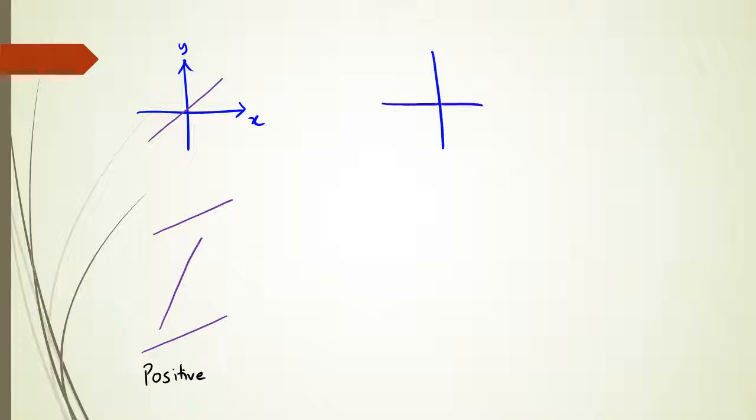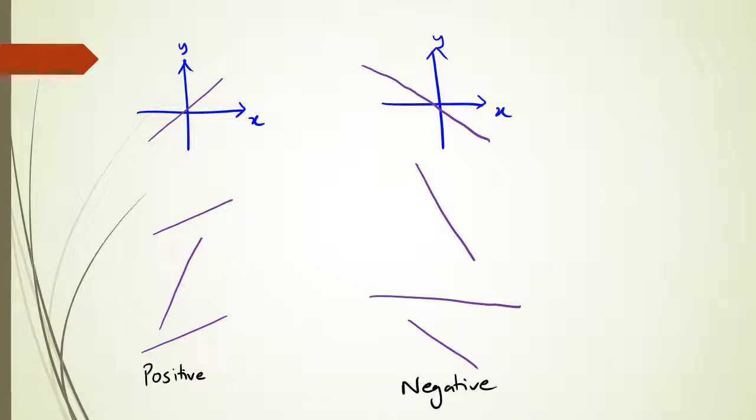Then you have negative gradients. With negative gradients, as you go towards the positive side of x, the line is decreasing. So this is negative, that's negative. This one here, even though it's slightly going down, it's negative. Another negative gradient there. So that's the first idea you need to understand: a positive gradient means it's going up, and a negative gradient means it's going down.